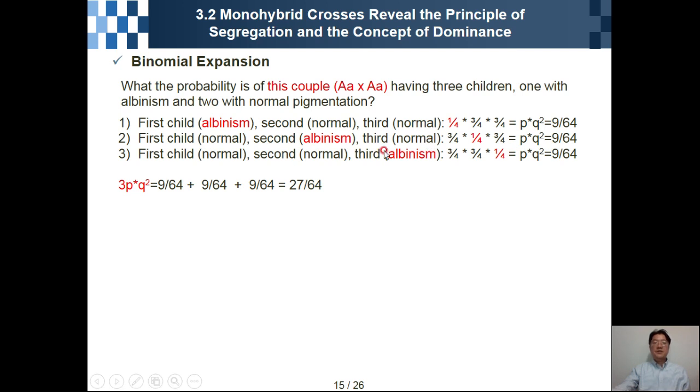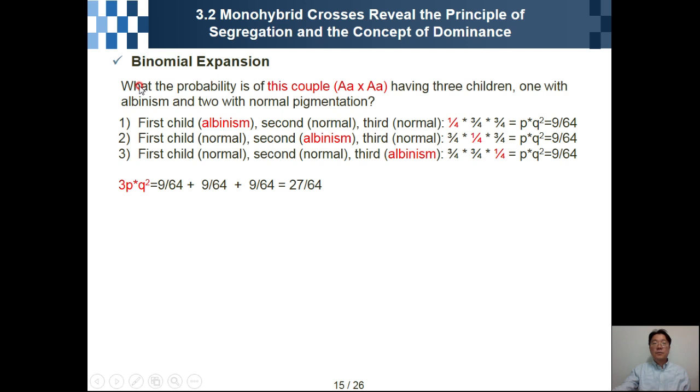In the third case, the first and second children are normal, and the third child is albinism. So the probability uses the multiplication rule: 1 out of 4 multiplied by 3 out of 4 and 3 out of 4. It is the same for each case. So the probability is P, which is 1 out of 4, multiplied by Q, which is 3 out of 4, squared.